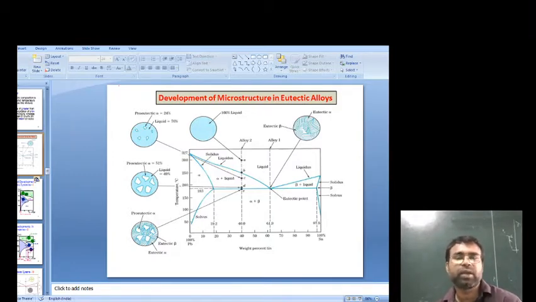I want to explain that this is the requirement of the phase diagram: to understand the microstructural behavior of the alloy, and how this microstructural behavior depends on maintaining the characteristics of the alloys.